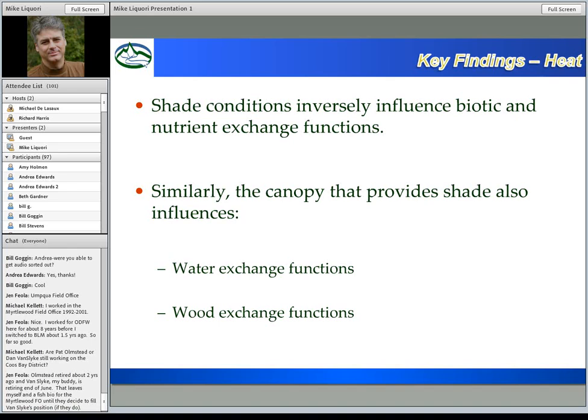One of the other findings was that shade conditions inversely influence biotic and nutrient exchange functions. In other words, if you have a lot of shade, you have very low biotic productivity and very long nutrient exchange functions.